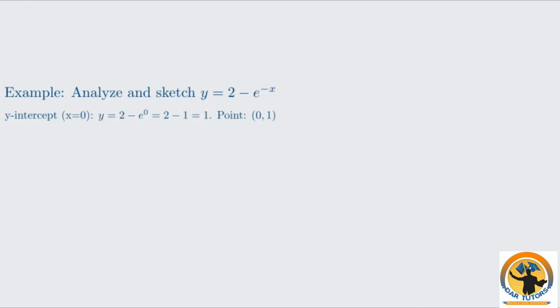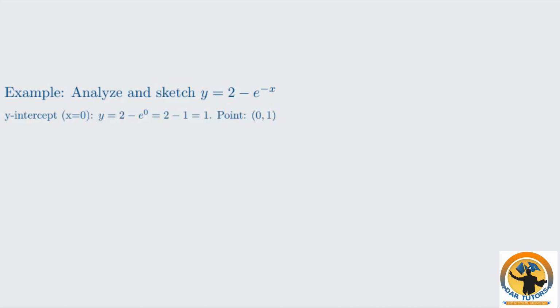Let's look at another example, this time involving an exponential function. Consider the function y equals 2 minus e to the power of negative x. We will find its intercepts, concavity, asymptotes, and then sketch the graph. First, the intercepts. For the y-intercept, we set x equals 0. y equals 2 minus e to the power of 0, which is 2 minus 1, or 1. The y-intercept is at (0, 1).